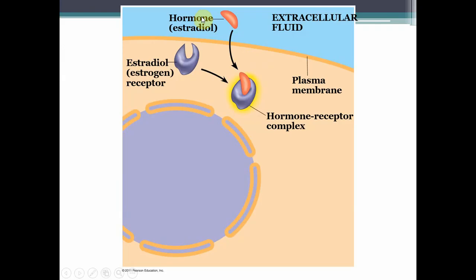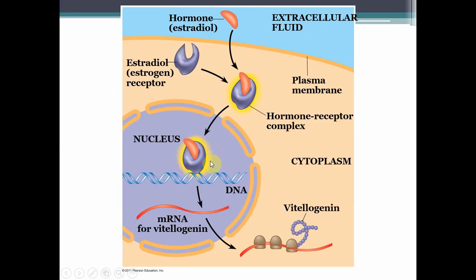Like the estrogen hormone enters the cell, attaches to receptors, forming a hormone receptor complex, and causes the nucleus to form messenger RNA, and the messenger RNA for vitellogenin, and vitellogenin is formed.